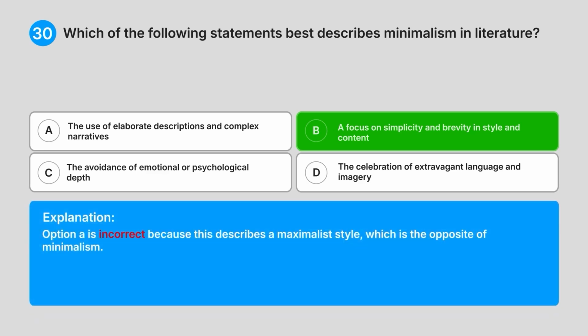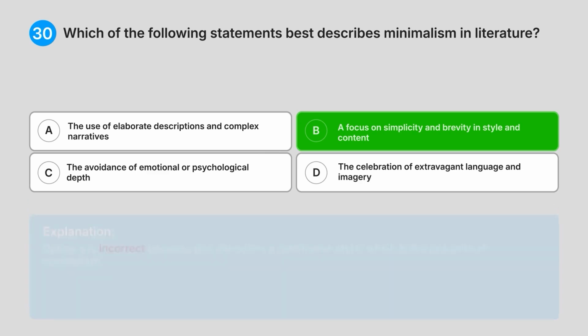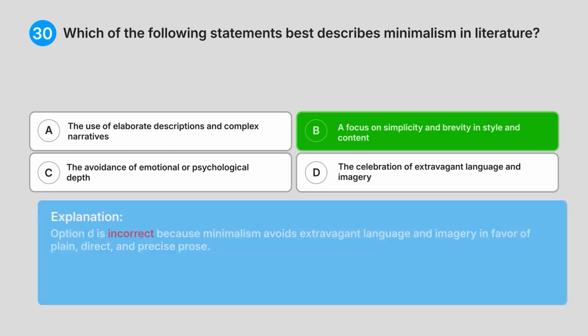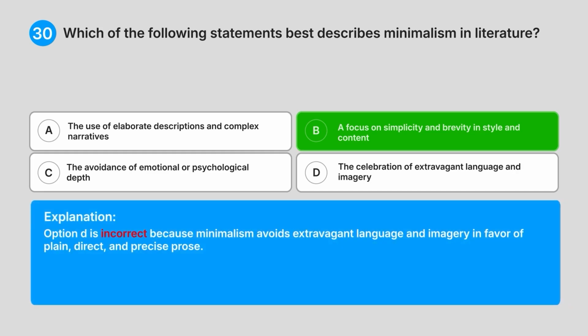Option A is incorrect because this describes a maximalist style, which is the opposite of minimalism. Option C is incorrect because minimalist fiction often conveys deep emotional and psychological turmoil, but it does so through subtext and implication rather than direct explanation. Option D is incorrect because minimalism avoids extravagant language and imagery in favour of plain, direct, and precise prose.